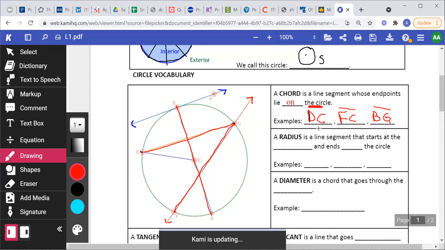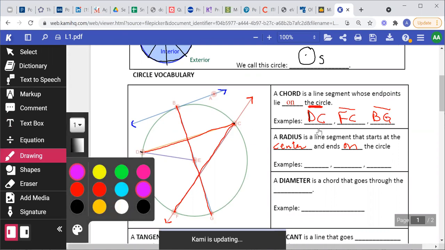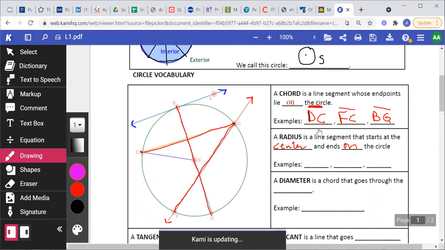In terms of a radius, we also saw radius last week, Friday, when we were drawing things on circles. A radius is a line segment that starts at the center and ends on the circle. So it always starts at the center and ends on the circle. Here, can someone give me one radius? Start from the center. The center is E. If you start from the center, you move to the circle.